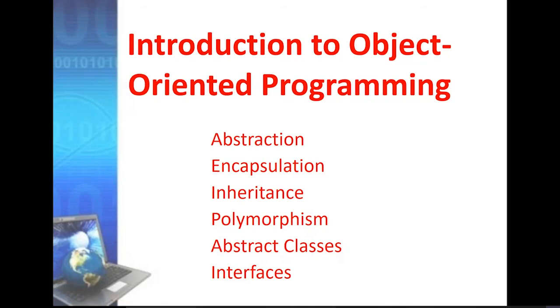Okay, starting the video. For this topic, we are done with objects and classes. So we will be identifying the 6 core elements of object-oriented programming, which are abstraction, encapsulation, inheritance, polymorphism, abstract class, and interfaces. These 6 are what compose object-oriented programming.